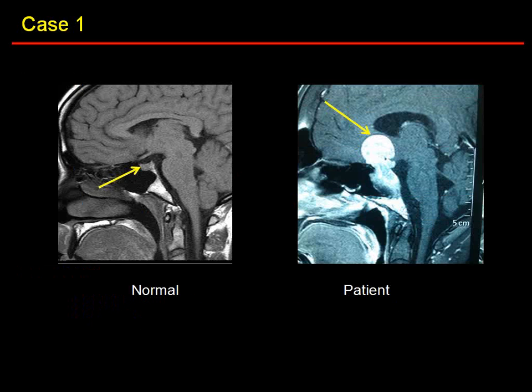This is the scan of that person. For comparison, I've given the pituitary scan of a normal person on your left-hand panel and that of my patient on the right-hand side. The yellow arrow indicates the pituitary gland, which is normally of this size. As I told you, this is the size of the nail on your little finger. That's how it should be. And you can see how big her pituitary is, which has grown over a period of 26 years maybe.